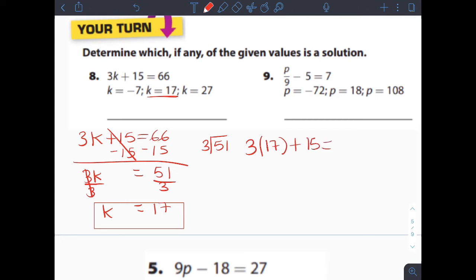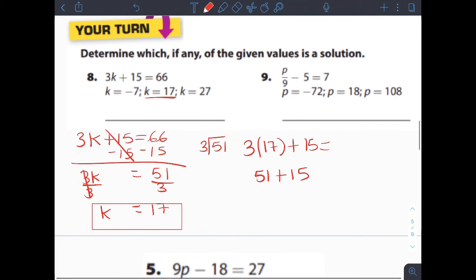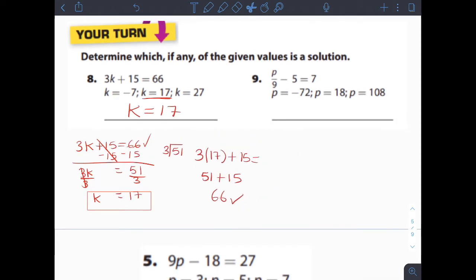So 17 times 3, I know it's 51, and then 51 plus 15 will be 66. So does this match my original equation? Yes. So my solution for number 8 will be 17. I'm going to go ahead and work 9.